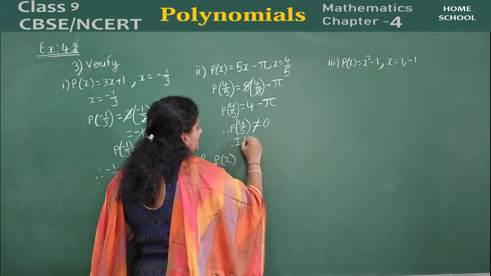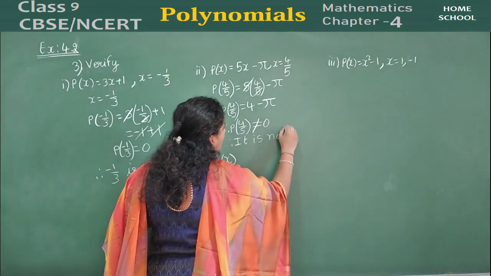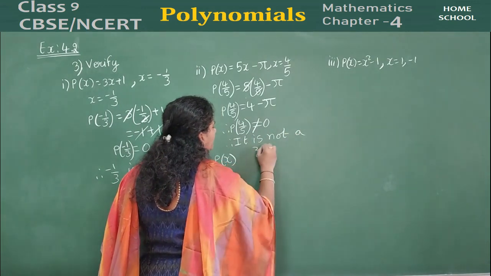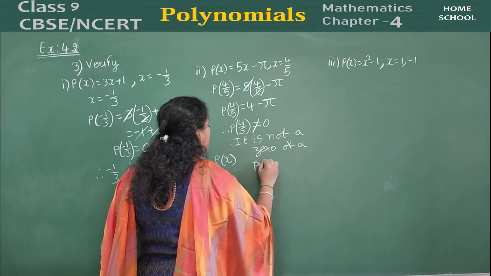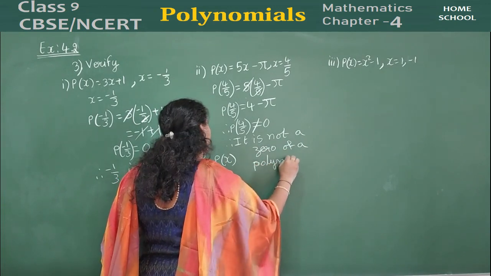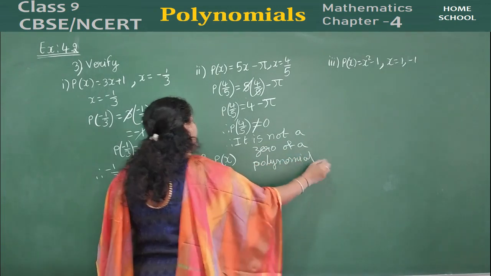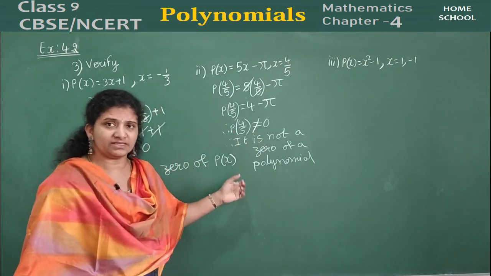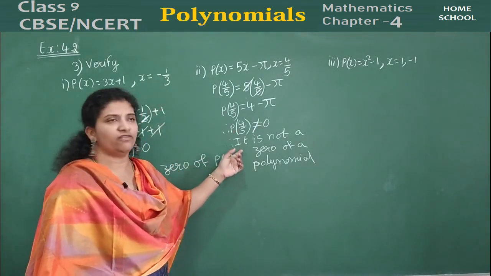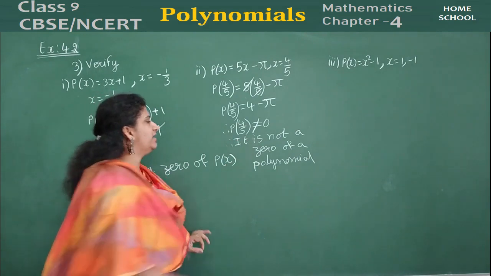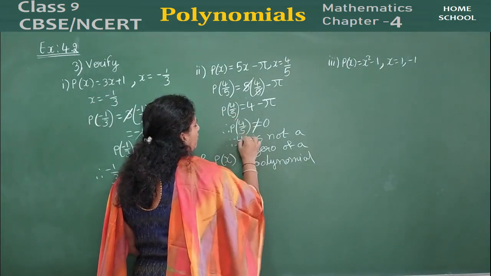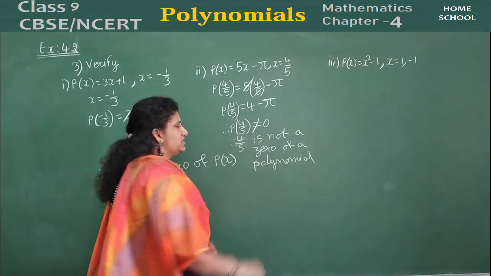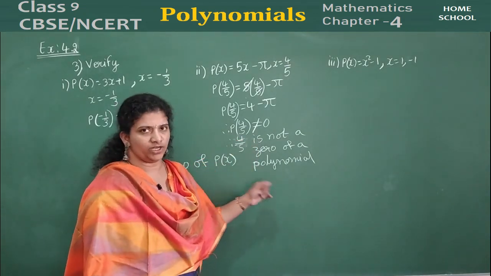Therefore, it is not a 0 of a polynomial. It is not a 0 of a polynomial. If we get 0 only, then it is a 0 of a polynomial. Therefore, you just write no, children. Therefore, 4 by 5 is not a 0 of the polynomial.